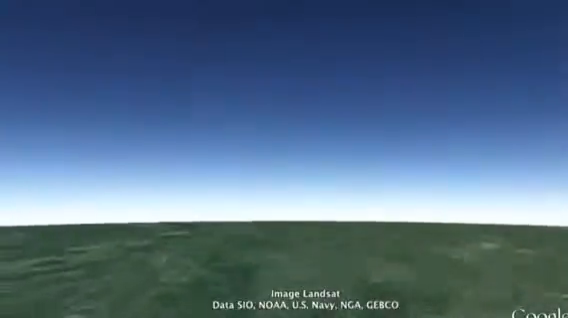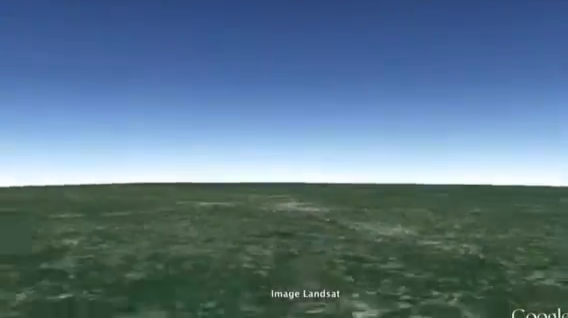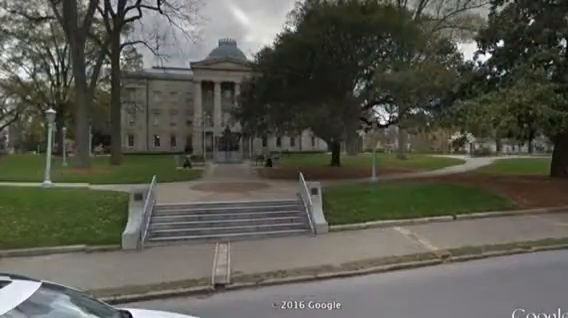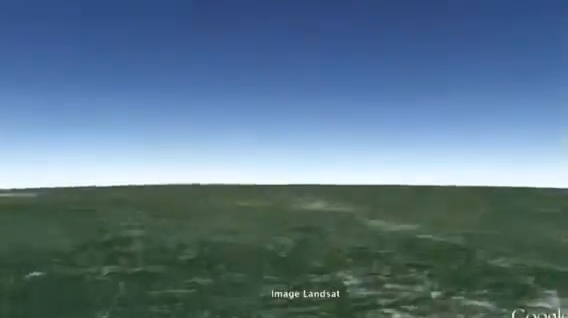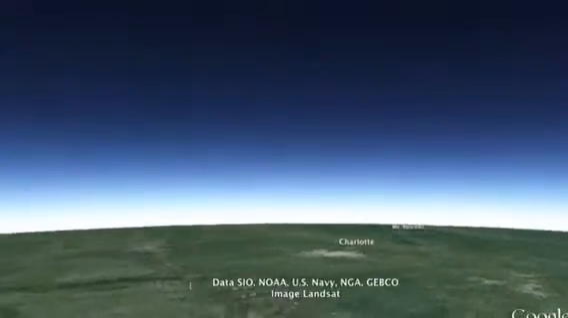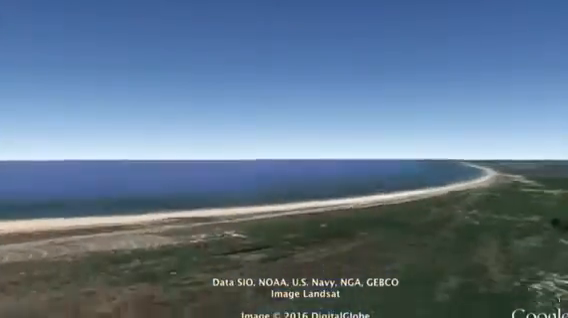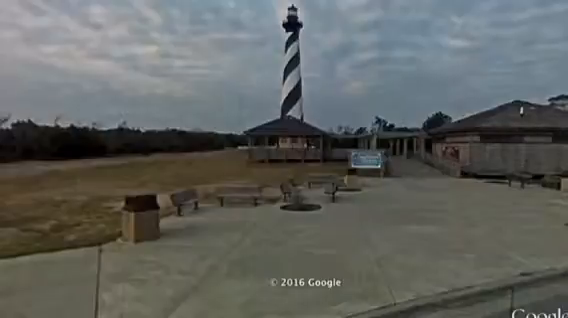Next, let's go to the state capital in Raleigh. And here it is. Have you ever been there? Next, let's go to the East Coast. The East Coast is on the Atlantic Ocean. And this is Cape Hatteras. Cape Hatteras is part of the Outer Banks.